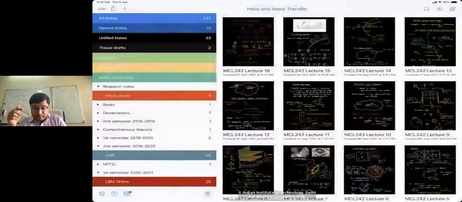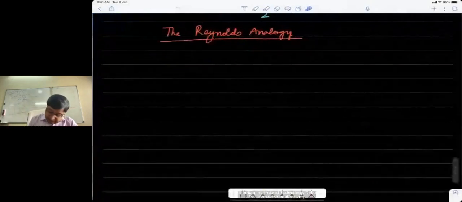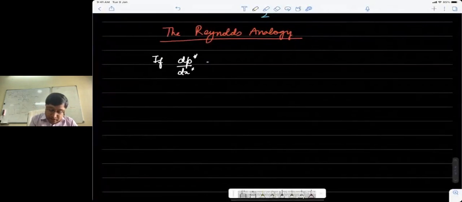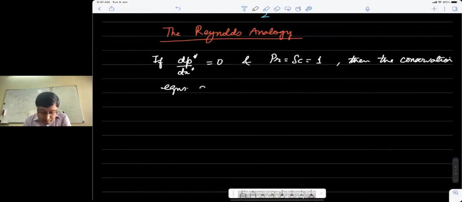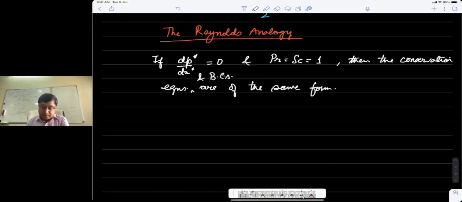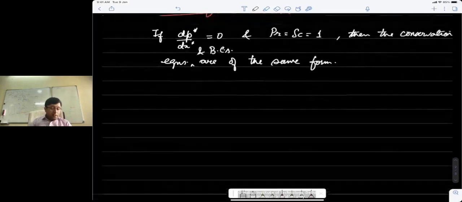So knowing this, I can say that if dp star dx star was 0 and Prandtl and Schmidt were both equal to 1, then you have conservation equations of the same form. In fact, I should also say conservation equations and boundary conditions, because boundary conditions are also important.